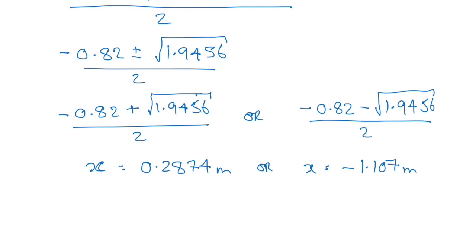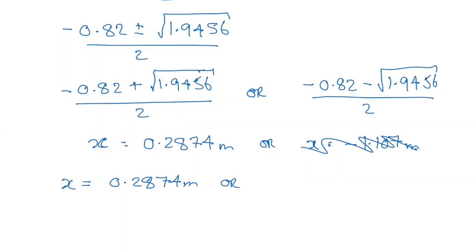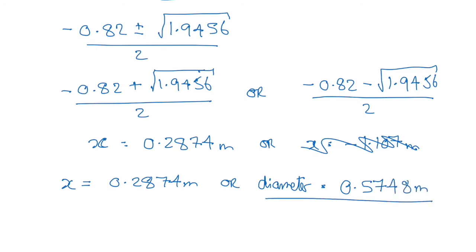In this case, we kind of have to ignore the negative answer. Although numerically correct, it doesn't really make any sense. So therefore our viable solution is going to be a value of 0.2874 meters, or because you're asked in the question to work out the diameter, it will be twice the radius, and hence multiplying the radius value by 2, 0.5748 meters. And that'd be your answer.